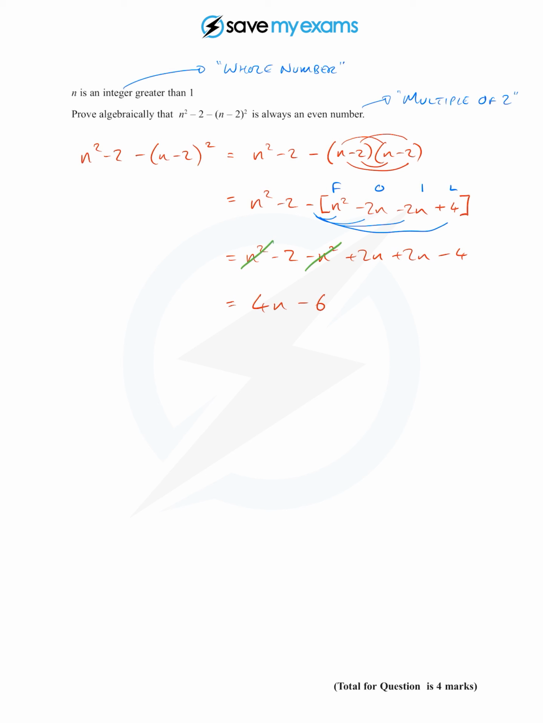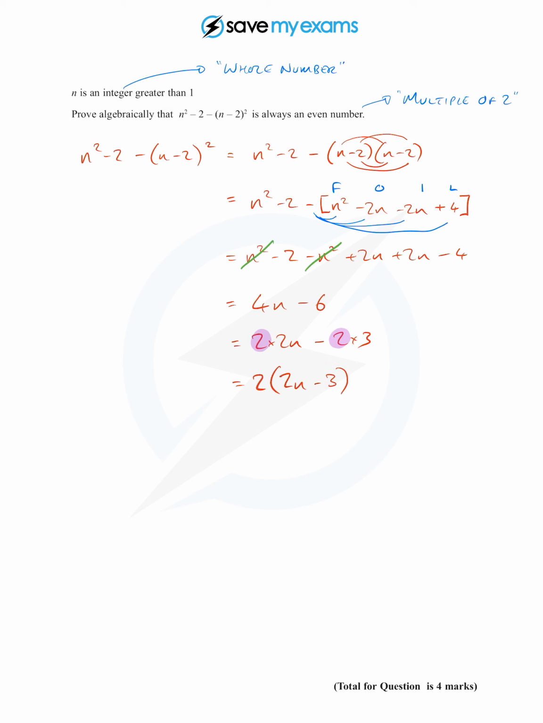And I want to write this so that, whoa, hello, I've just deleted that. There we go, try that again. I want to write this so that it looks like a multiple of 2. Well, luckily, look at this. There is a factor of 2 in each term, so I can write the terms like that. And when I take out my common factor of 2, I get 2 times what's left, the bits that haven't been highlighted, 2n minus 3.